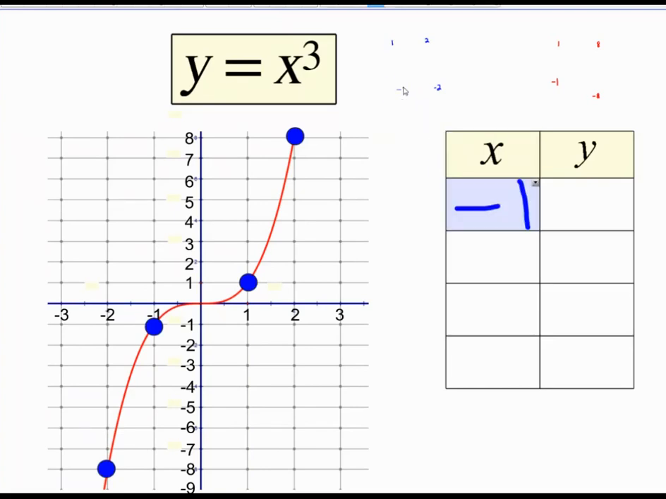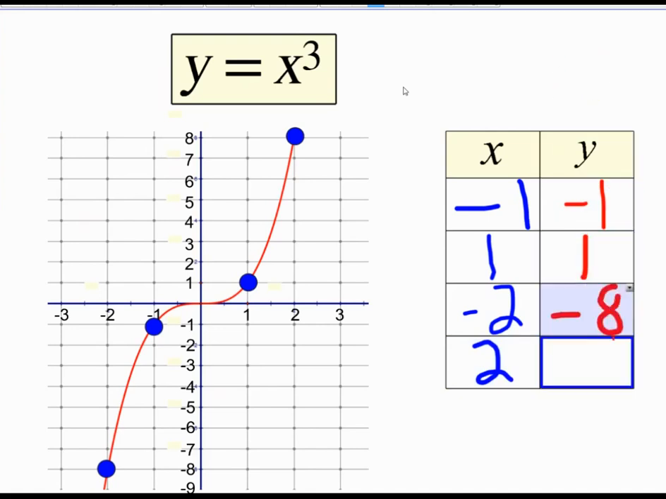Let's input -1, +1, -2, and +2. -1 is going to output -1. +1 is going to output +1. -2 outputs -8, and then an 8 there. See how the symmetric points go through the origin on a line?